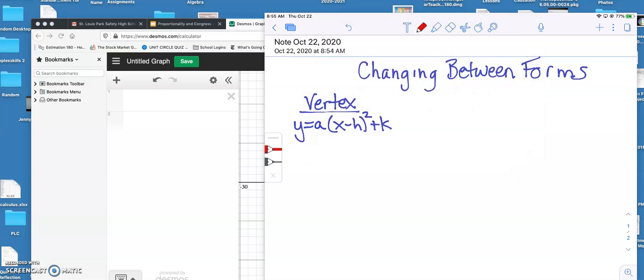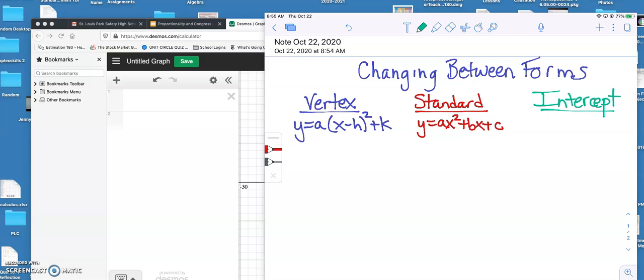And then at the beginning, we talked about standard form, which was y equals ax squared plus bx plus c. What might be new today is intercept form, which is a lot like factoring: y equals a(x minus p)(x minus q). They all have an a in them, so the a is going to be the same in all of these.